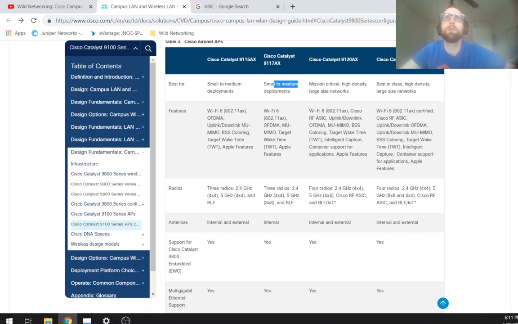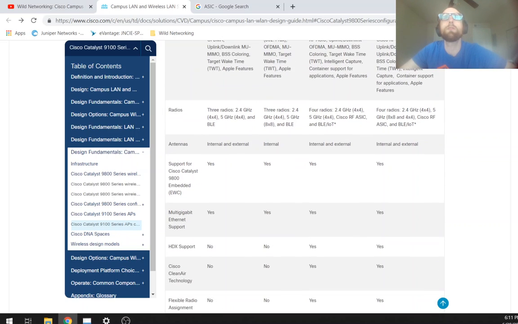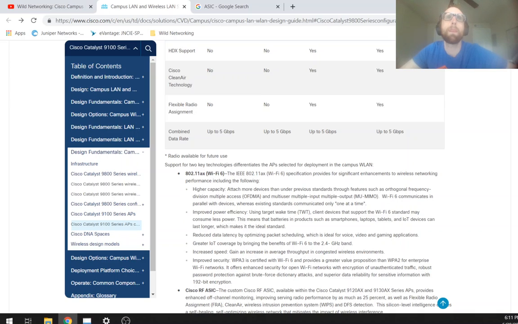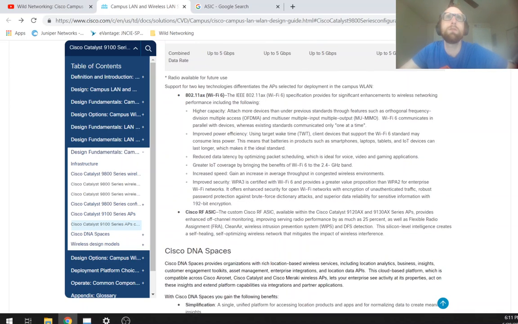And then between these two, they're both for small and medium. Looks like there are some differences here. Looks about the same. You only have an internal antenna, no external antenna. So these are pretty much the same. Radio available for future use. Support for two key technologies differentiates the AP selected for deployment in the campus WAN.